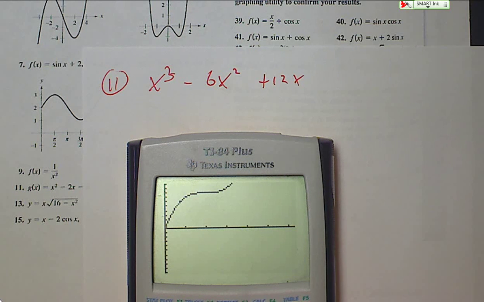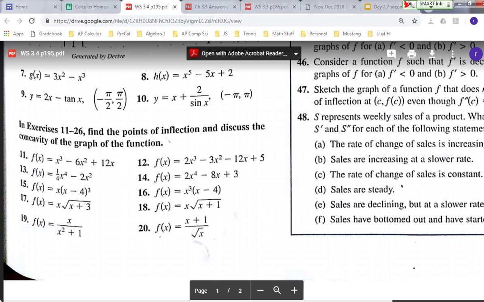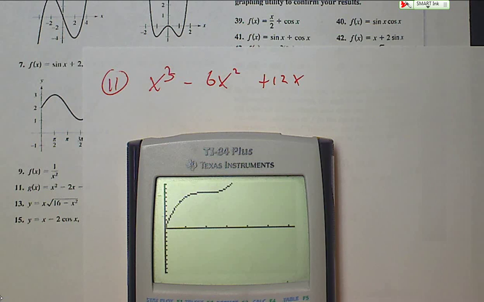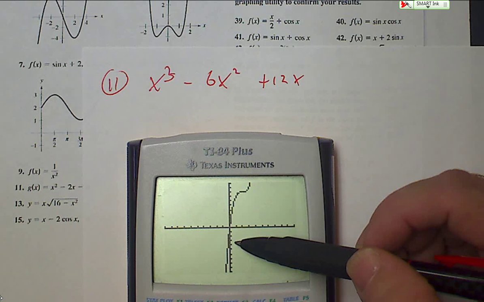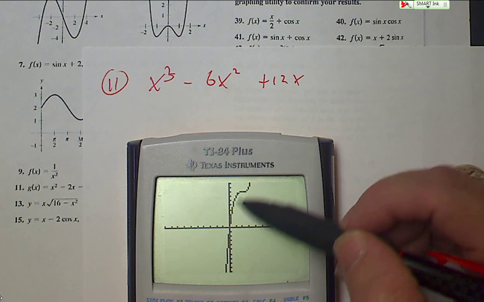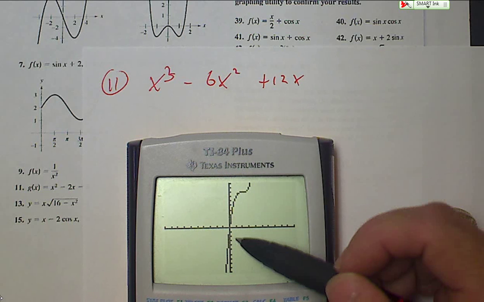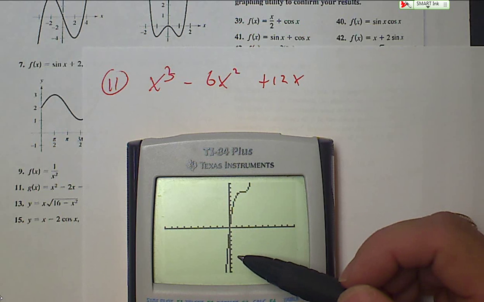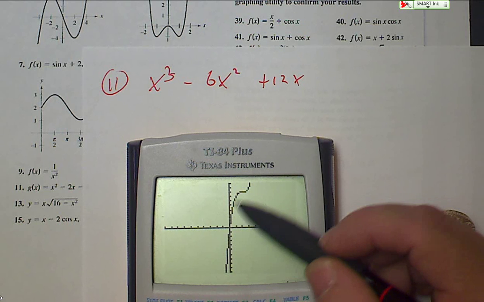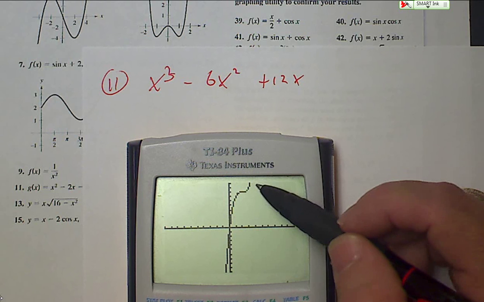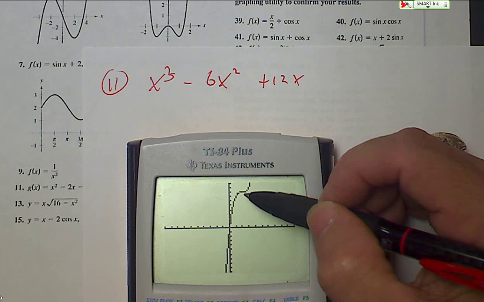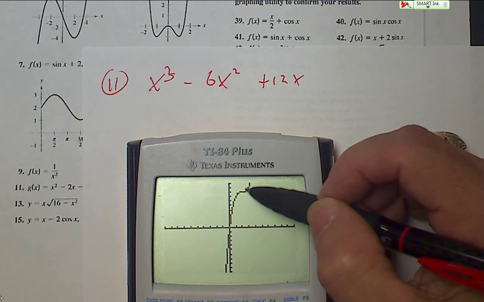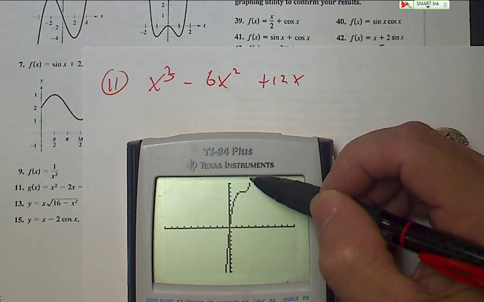Did it give us any restrictions on the domain? No. So let's do zoom 6. All right, so it is concave down for sure at this point. It's hard for me to tell what it's doing down here lower. I'm going to guess at some point it's going to begin to turn out, but it may not. It may just go straight down. I don't know. But for sure, it is concave down at this point and concave up at this point. Do you agree with that? Right. So our point of inflection is going to be right in here. That's where we're going to go from concave down to concave up.